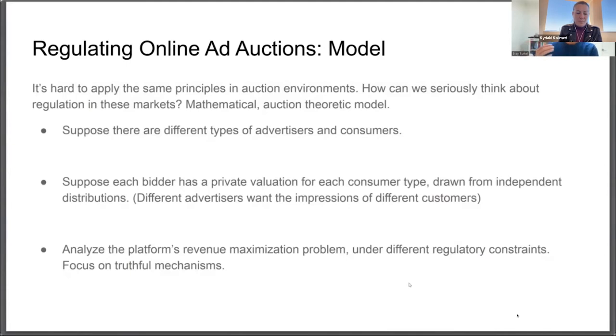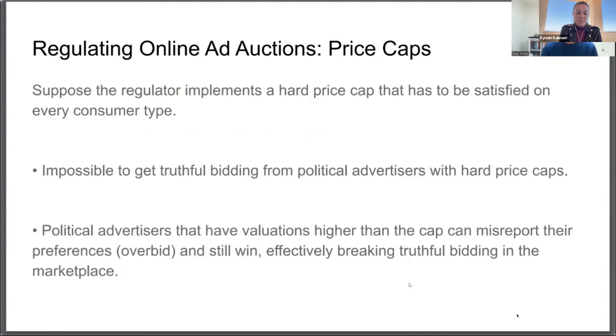So I will still take into account the revenue maximization goal of the platform while also thinking about a regulator who might have other societal objectives in mind. So let's first talk about what will not be possible or achieve its intended consequences in online platforms. So I will briefly talk about price caps.